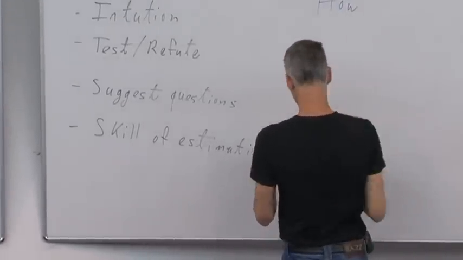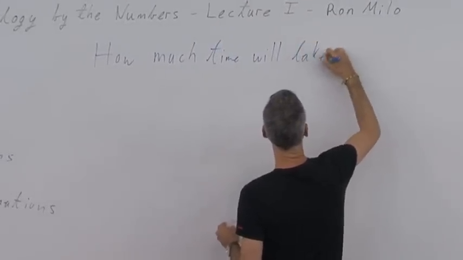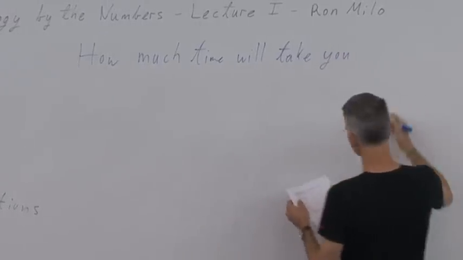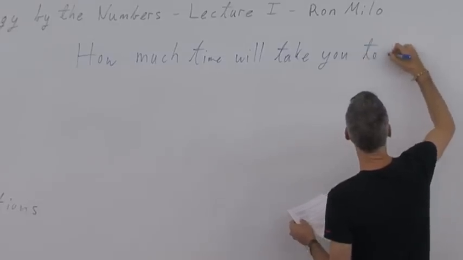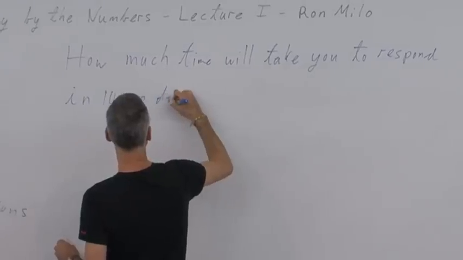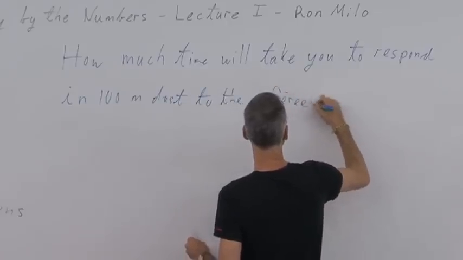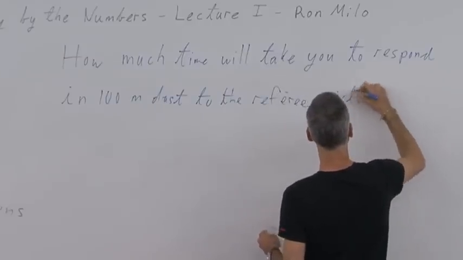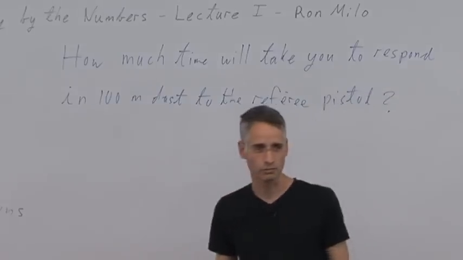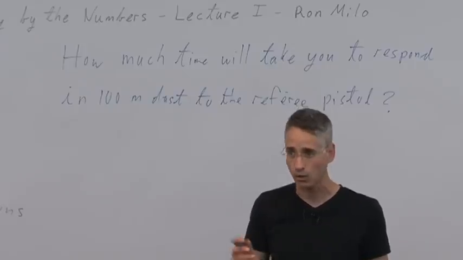Okay, so now the challenge for you is the following. How much time will it take you, and I'm thinking of you as an experienced sprinter, to respond in a 100 meter dash to the referee's gun, shot, pistol. You're sitting there, finally after years of preparation, and you need to dash in the 100 meter sprint. There is the pistol firing, and the question is what would be the delay? How quickly can you start running?